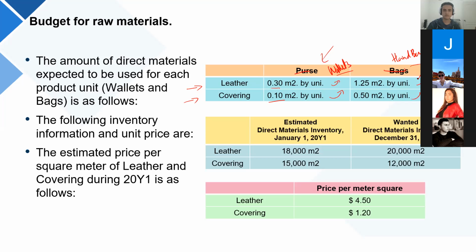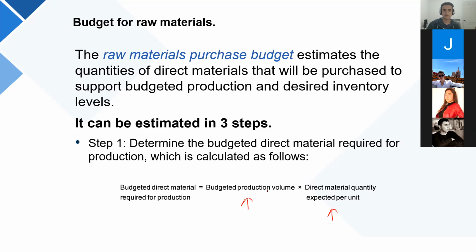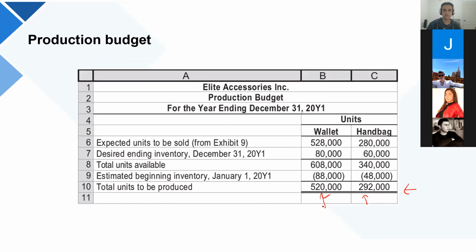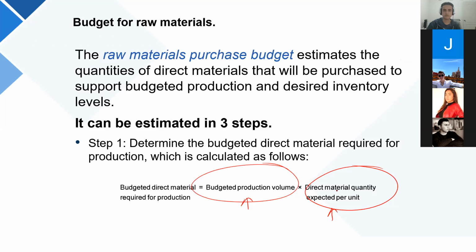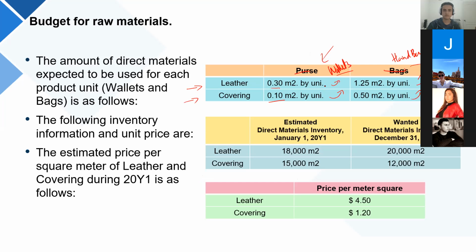Okay, so I have the first step, which is the direct raw materials quantity per unit, and I need the budgeted production volume. That I'm going to take from the previous budget, which is this one. It's the production budget in units. So now I have these two elements of the formula. This one is the production budget, and this one is the materials used per each of the bags.